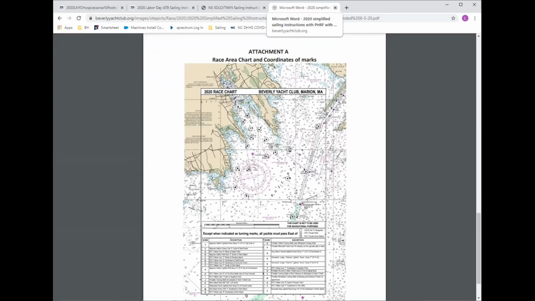Sometimes those courses are specific. There's only one course in the sailing instructions, and that's it. Sometimes the sailing instructions will say race committee is just going to post a series of numbers and letters on the back of the committee boat, and they're going to be: start, round government marker X either to starboard or port, and then go around the next one either starboard or port, et cetera, for whatever race committee decides for that race.